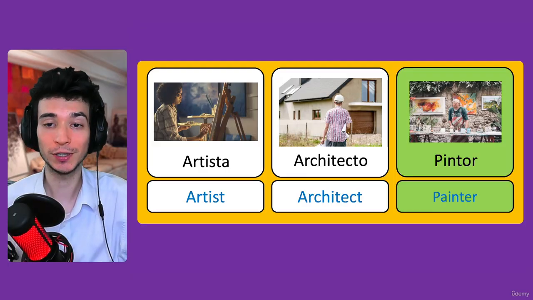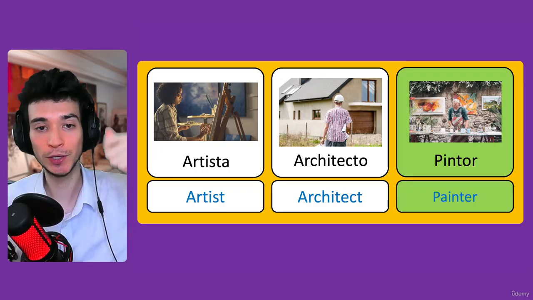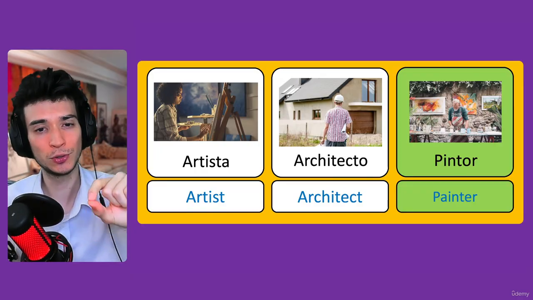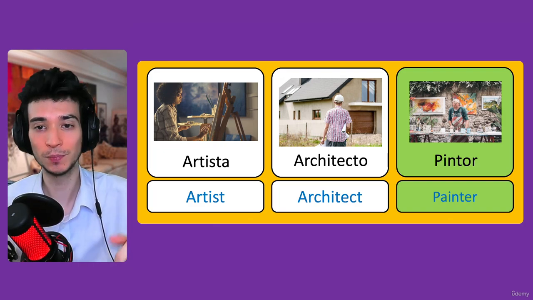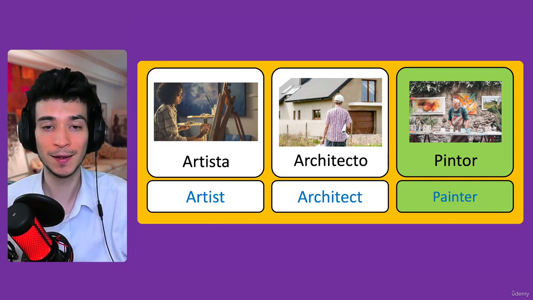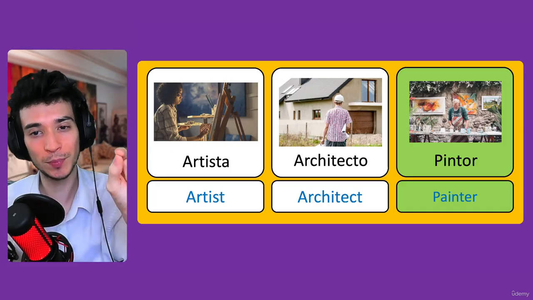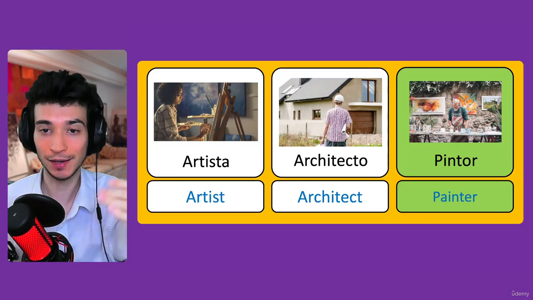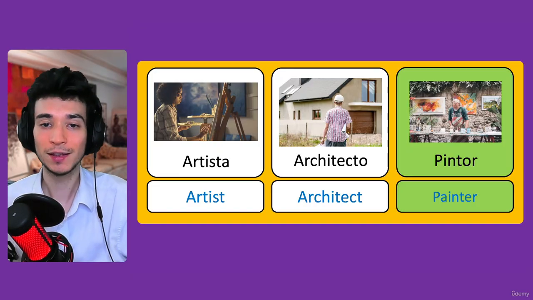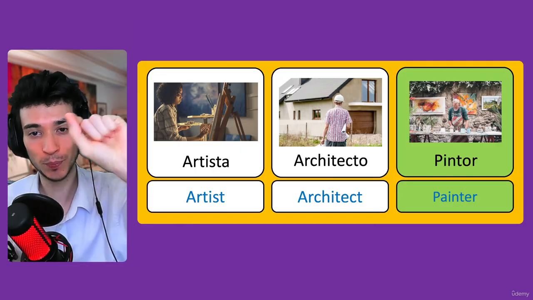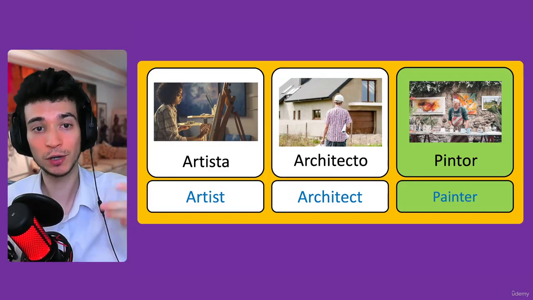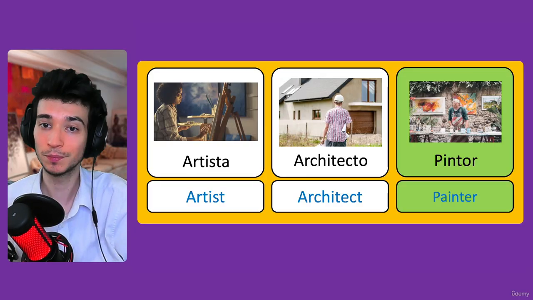Pintor, painter. But sometimes people use pintor when they refer to the man who's going to come and paint your house. But you can also use it for people that are painting maybe some drawings or some paintings. But if you're somebody who's gonna paint paintings, it's more likely they're gonna call themselves artista, instead of pintor. So I would go for artista if you're painting paintings, and pintor if you're going to paint a house. But you can also say pintor for somebody painting a painting.